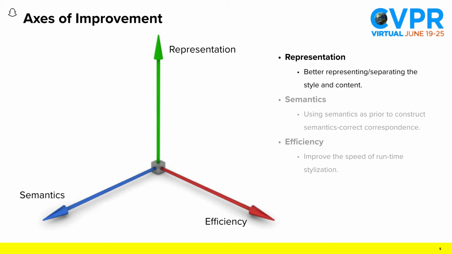Here we roughly categorize them into three axes. First of all, better representations of style and content help improve style separation, understanding, and synthesis. Second, using semantic correspondence helps achieve more meaningful local stylization. Finally, given that optimization-based methods are usually pretty slow, feed-forward methods are developed to improve the stylization efficiency to allow real-time applications.